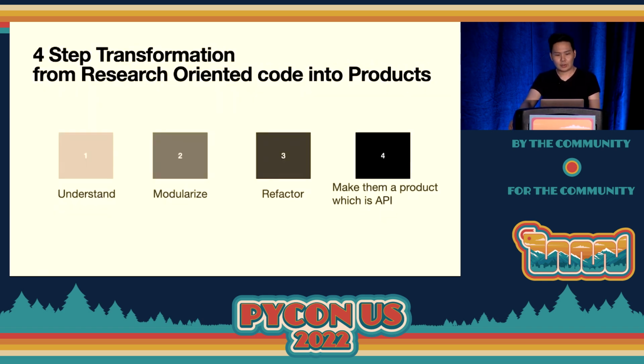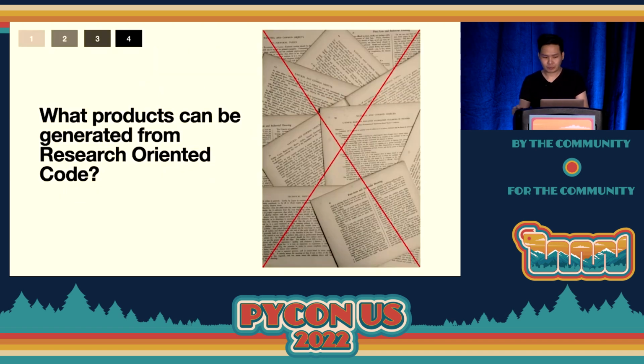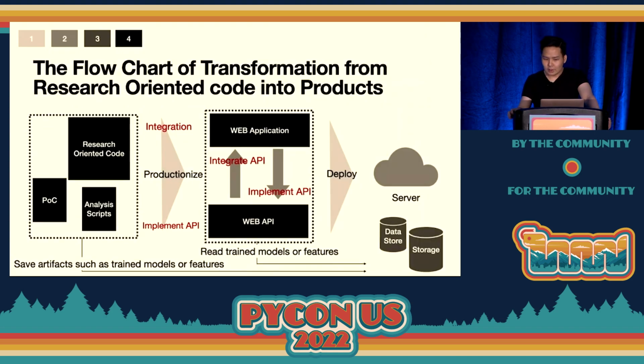So the last step is to make them a product, which is API. So what products can be generated from research-oriented code? The output is not a paper, it's a product, which means the code works on the server and users can access it. But there are several kinds of product appearances, so let me quickly narrow down the scope of products in this talk. The products can be web application or web API.